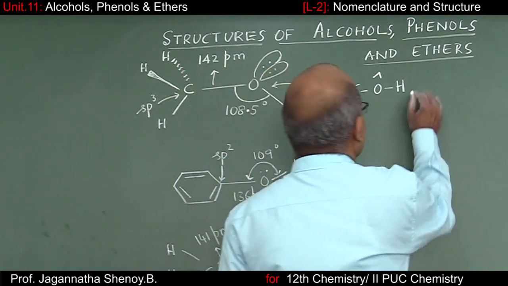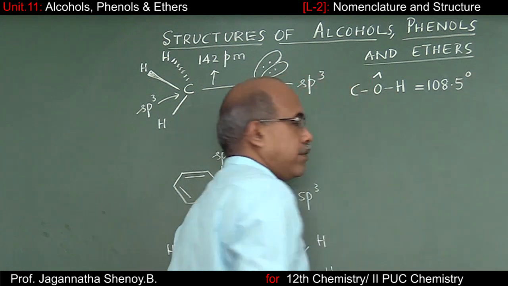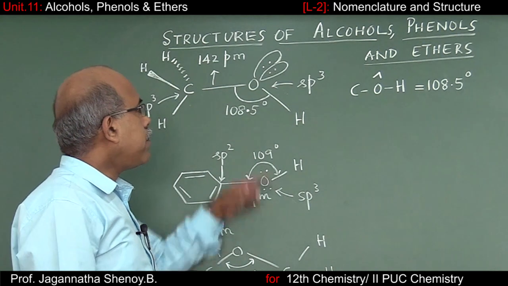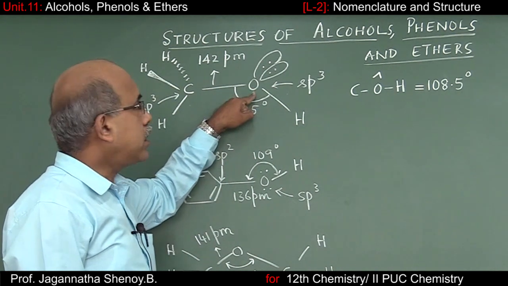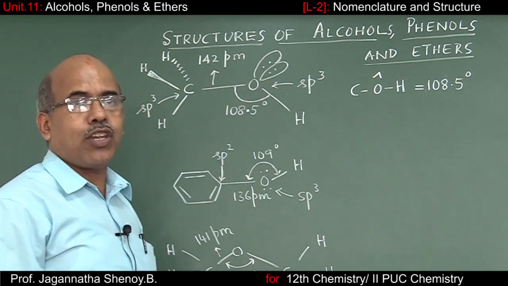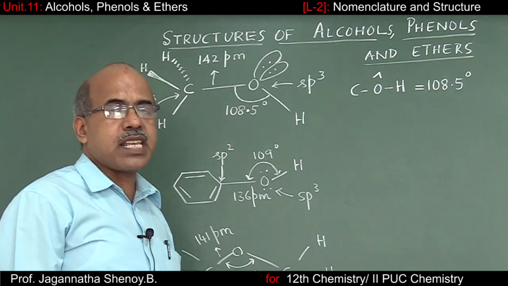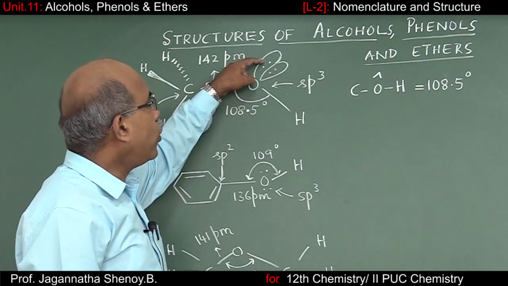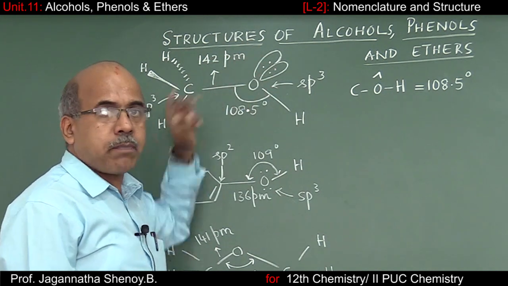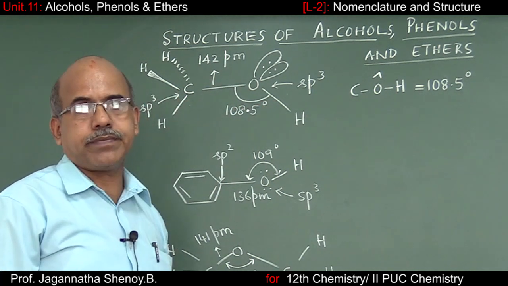Now the question asked in the examination is why the bond angle COH is slightly less than the tetrahedral bond angle. For this we have to provide the reason. You can make out that on oxygen the 2 orbitals are occupied by lone pair of electrons. And according to VSEPR theory, you know that lone pair repulsion is greater than lone pair bond pair repulsion, which in turn is greater than bond pair repulsion.